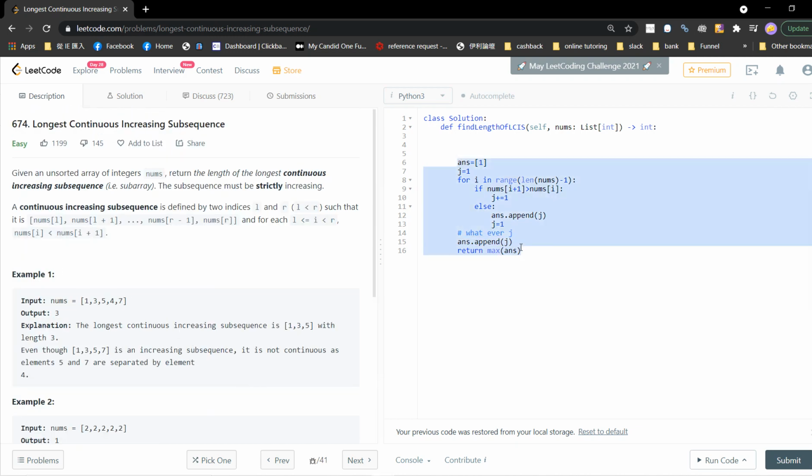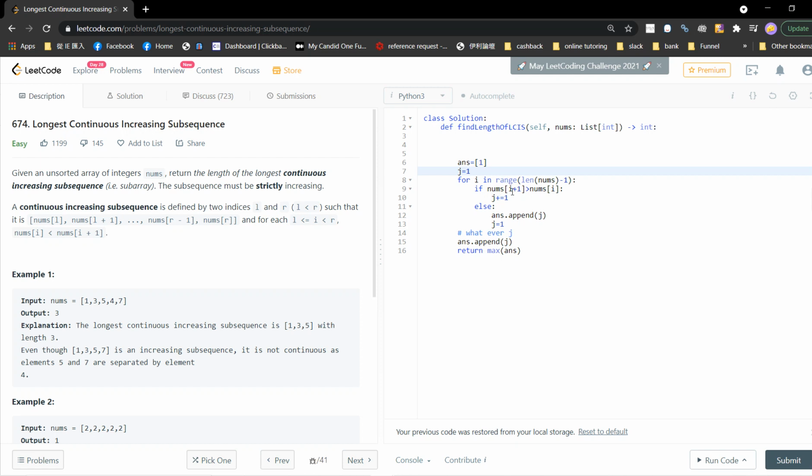Okay, so my idea is this. Let answer be 1, and the index be j. So the idea is that this j will count how many. We will use an algorithm to find all the continuous increasing subsequences, then we take the maximum of it. So this answer is just a list to store the lengths of the increasing sequences, and the j will be an indicator, right? So now you start and iterate through the array.